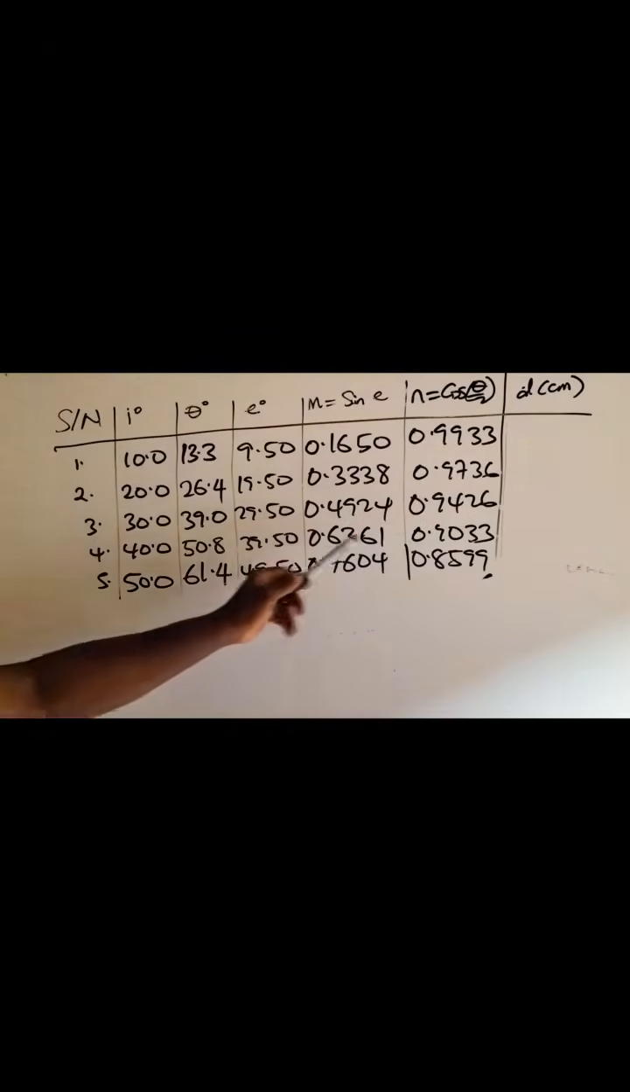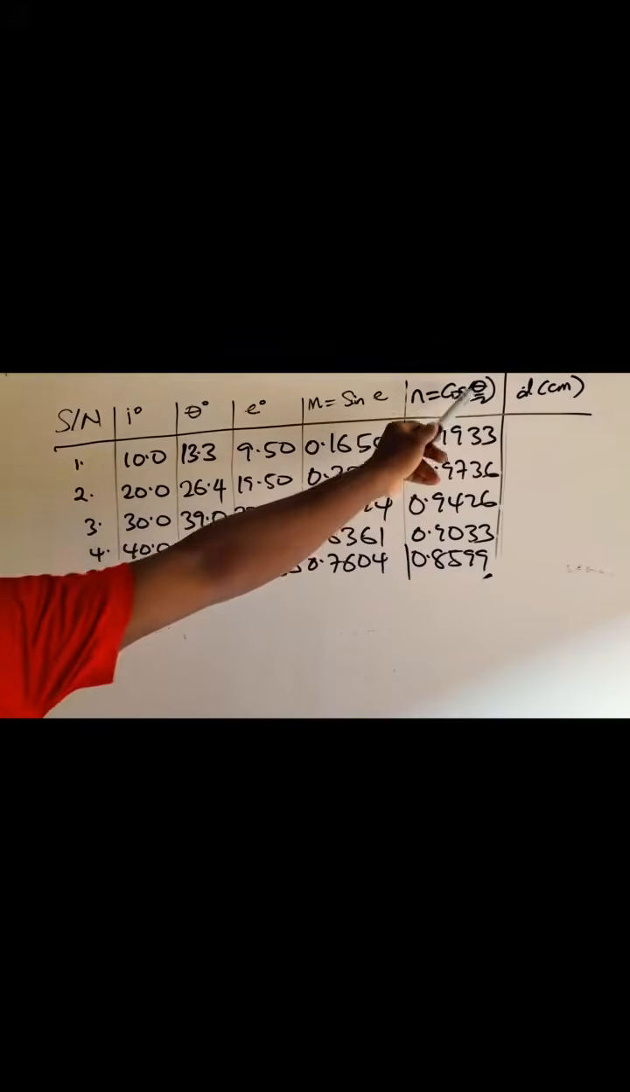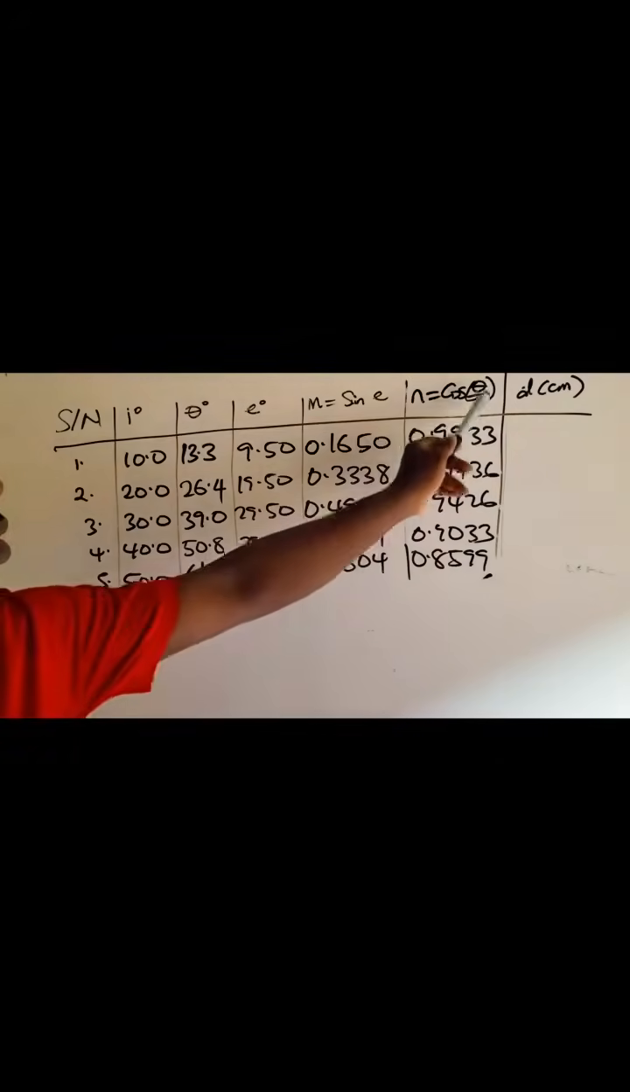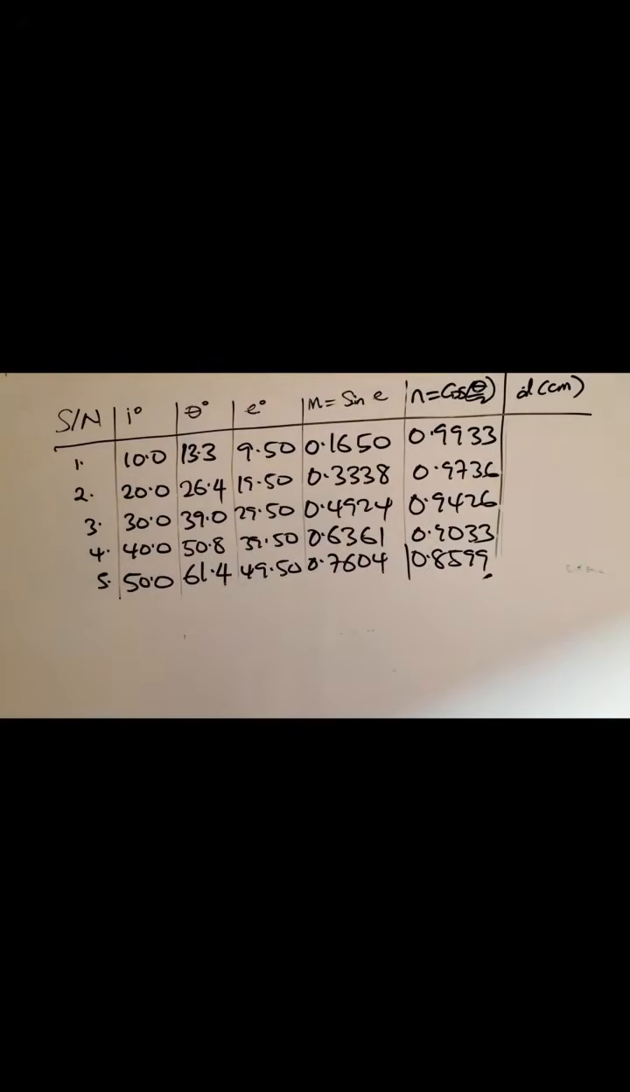Cos theta over 2, theta here is 39. So put 39 here, cos 19.5 gives us 0.9426. When the incidence is 40 degrees, theta is 50.8, emergence is 39.5, then sine E, that is what M represents. Sine of emergence, sine 39.5, is 0.6361. Then cos theta over 2, theta here is 50.8, that is cos 25.4, is 0.9033.